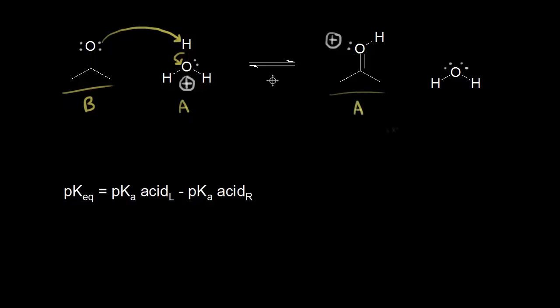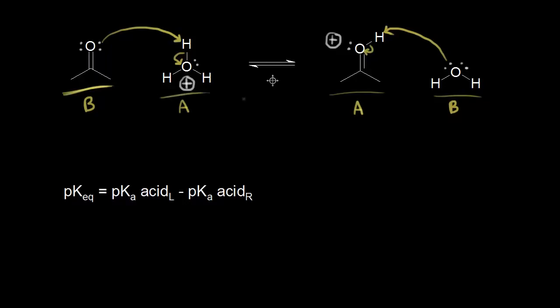And if you take away an H plus from hydronium, you are left with water. So water must be the conjugate base to H3O plus. So for the reverse reaction, if water functions as a base, water is going to take this proton, leaving these electrons behind on the oxygen, giving us back acetone and forming hydronium, H3O plus.